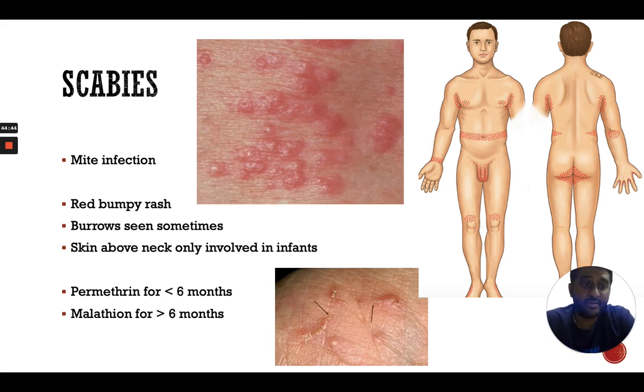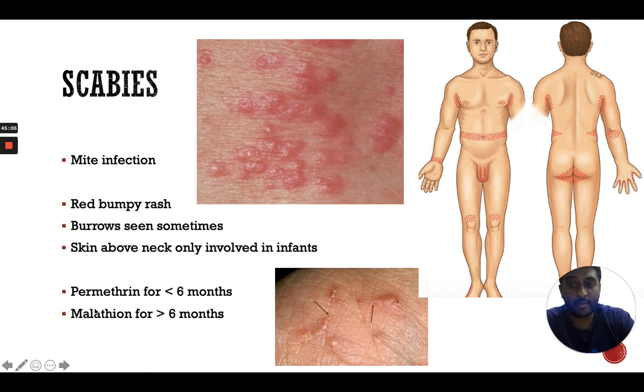Okay, next is scabies. It's a mild infection, usually a red bumpy rash. Skin burrows are not seen all the time, and skin above the neck is typically not involved unless they are infants. And there are two different treatments based on age group.